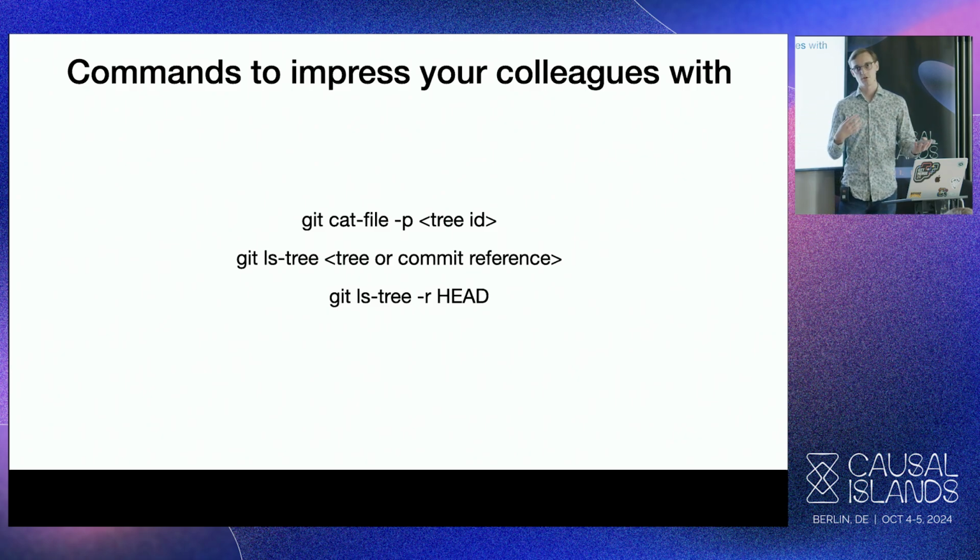So if, for example, you want to see all the committed files that are in your repository, you can run git ls-tree -r and pass it the word HEAD, and that will just print out all of the committed files in your repository, which is pretty cool.